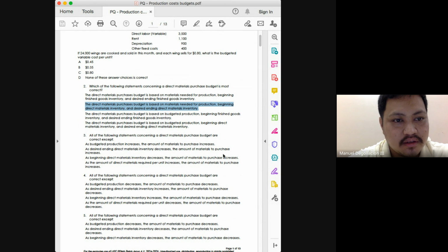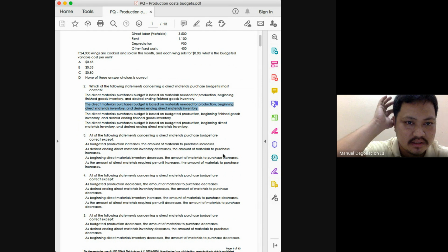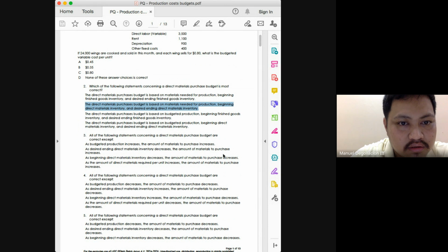And then as to the third choice, again, that is wrong because it talks about your finished goods inventory. Then the fourth choice is also incorrect because it focuses only on the budgeted production. It doesn't take into account the existing inventories.